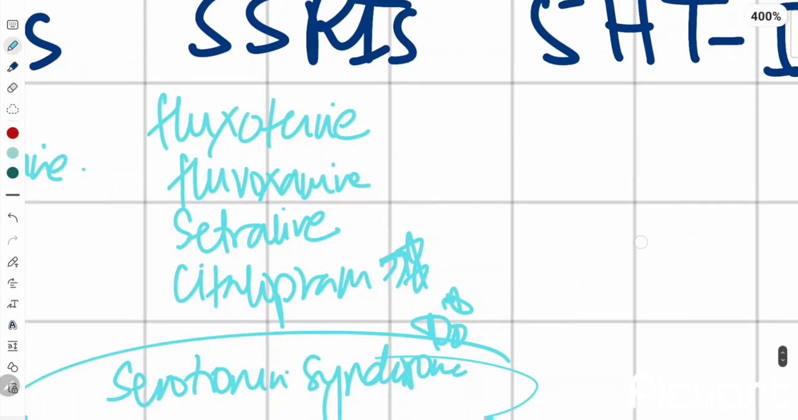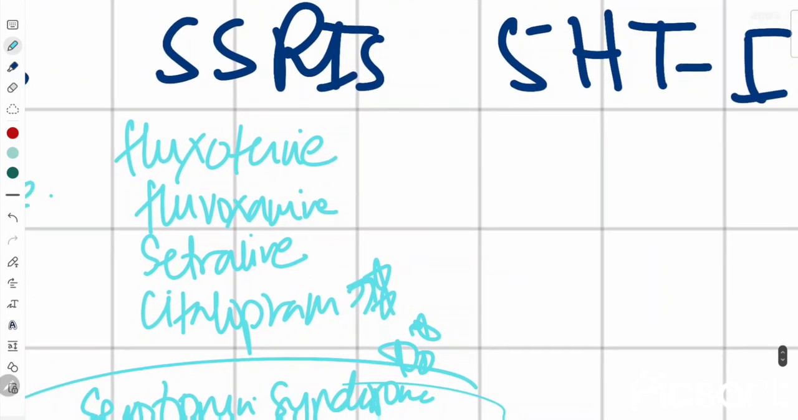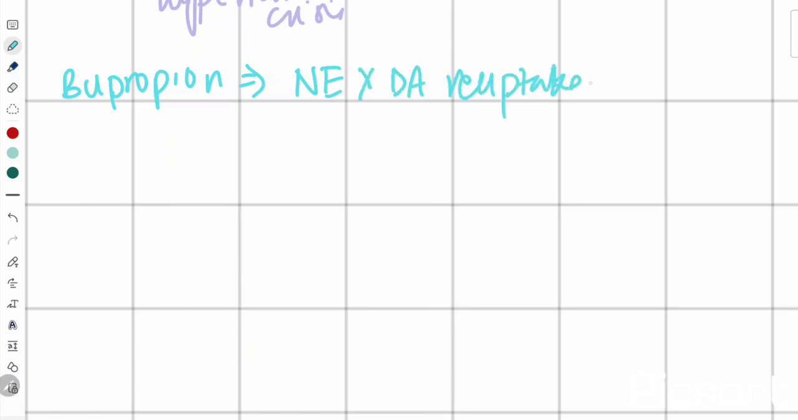And then we have 5-HT inhibitors. Now we look at some of the atypical antidepressants. First we have bupropion, and it inhibits NE and DA reuptake. Okay, so it's an inhibitor, and important for this is it is used for smoking cessation.